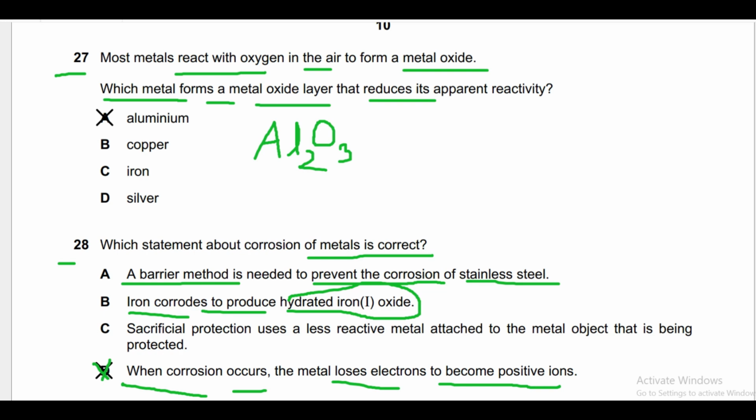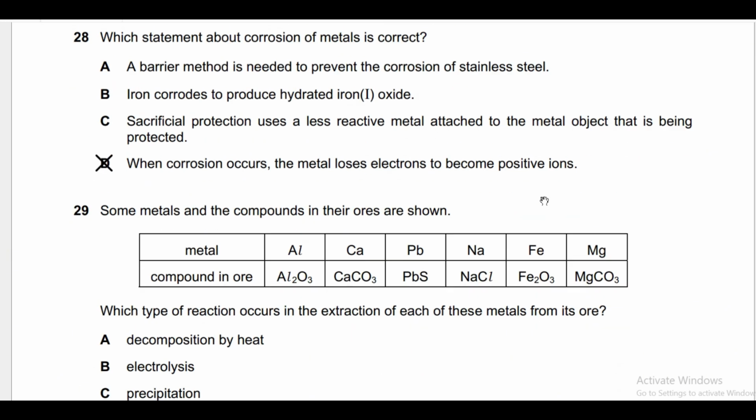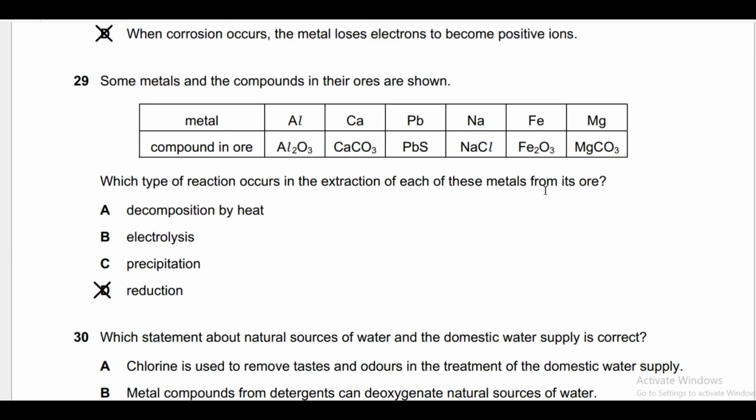Next, this 29. Some metals and compounds in their ores are shown. Metal and ore: aluminum, aluminum oxide; calcium, calcium oxide; lead, lead oxide; sodium, sodium chloride; iron, iron 3 oxide; magnesium, magnesium carbonate. Which type of reaction occurs in the extraction of each of these metals from its ore?